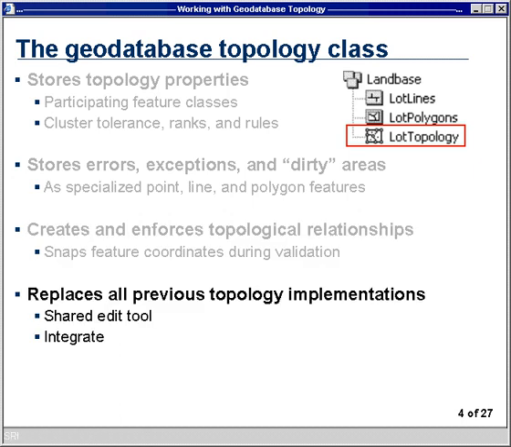Prior to 8.3, you might have worked with the shared edit tool or the integrate command with either shapefiles or geodatabase feature classes. Currently, these two functions have been rolled into a map topology tool, which works separate from geodatabase topology and can be used with any of our license levels, including the ArcView license. The new map topology tool can be used with shapefiles or geodatabase feature classes, while geodatabase topology is only with geodatabase feature classes.